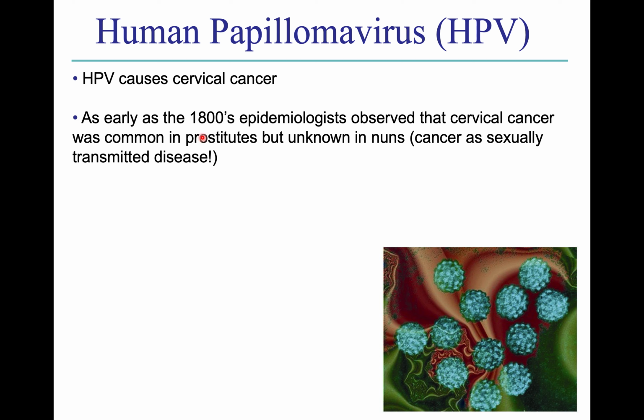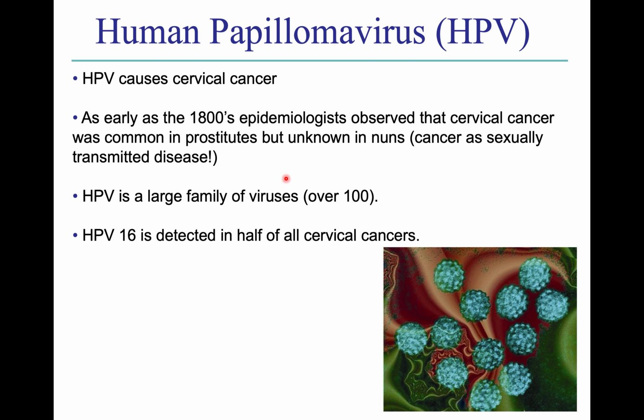So even in the 1800s, epidemiologists saw that populations that were not having sex, for example nuns, were also not developing cervical cancer. So that was suggesting that something about sex or a disease transmitted during sex may be responsible in large part for development of cervical cancer. We now know that to be primarily HPV.